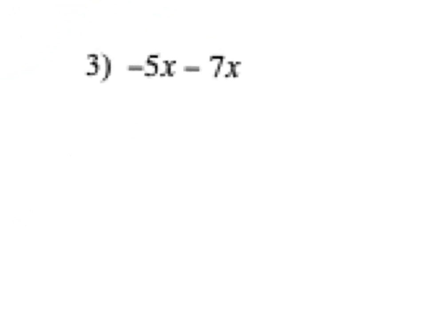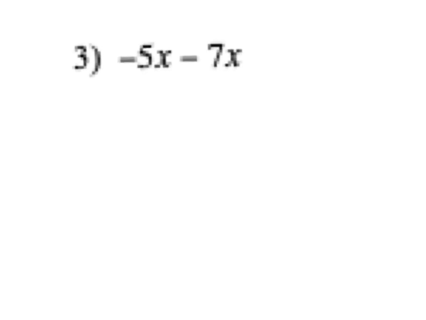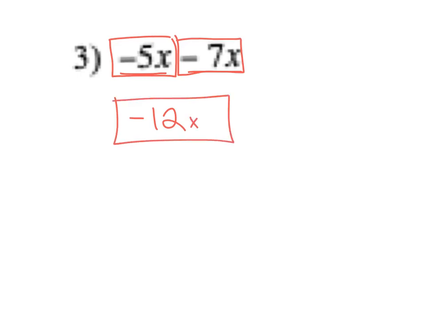All right, for number 3, again, I'm combining my like terms. I'm simplifying where I can. Both of my terms have an x. My negative 5 has an x, my negative 7 has an x. So when I combine like terms, I'm adding them together. So negative 5 plus negative 7 is negative 12, and both of these terms had an x. So I have negative 12 x's.